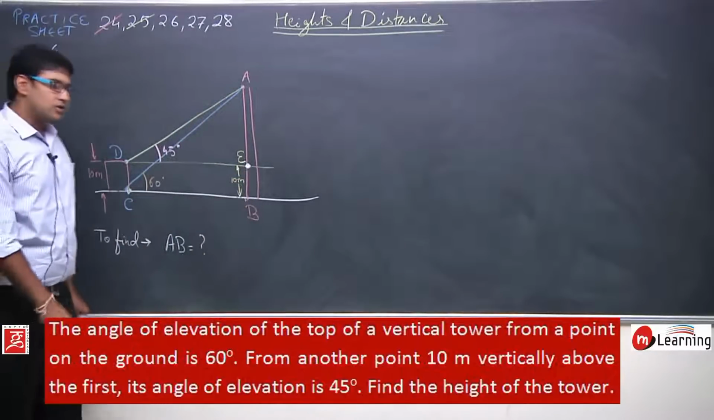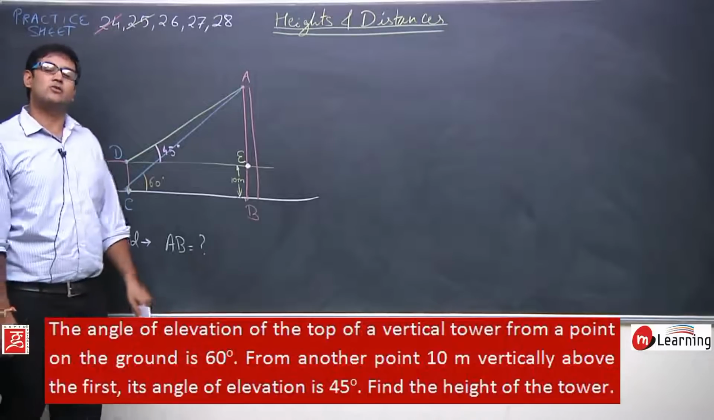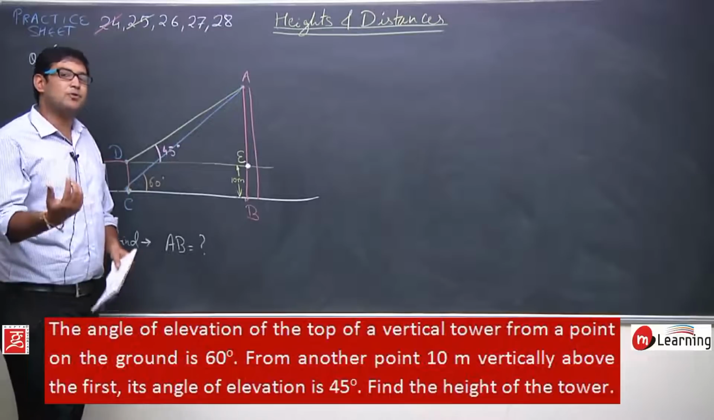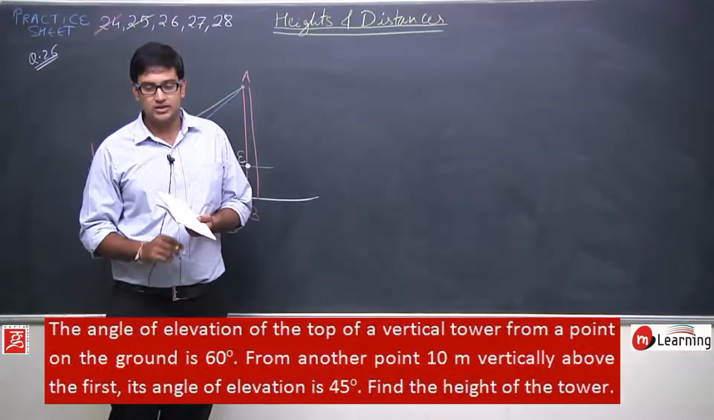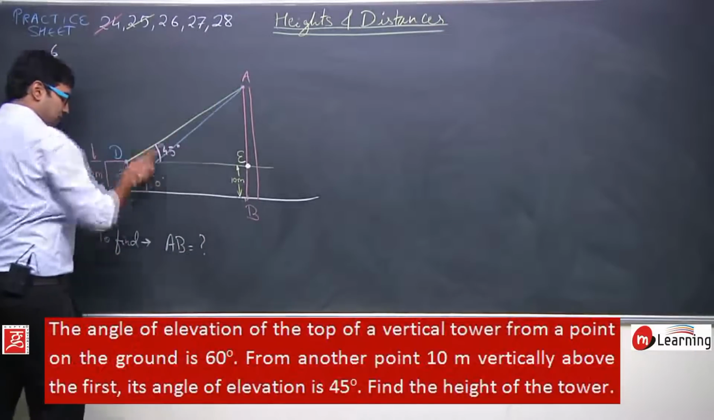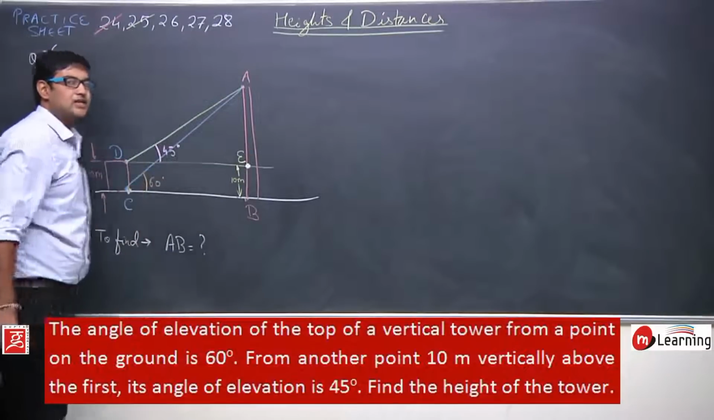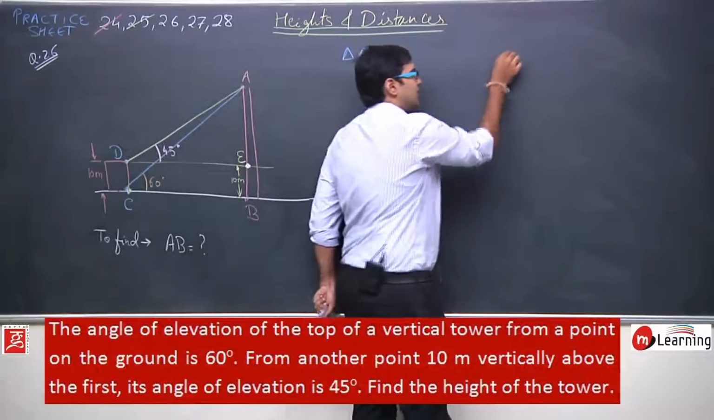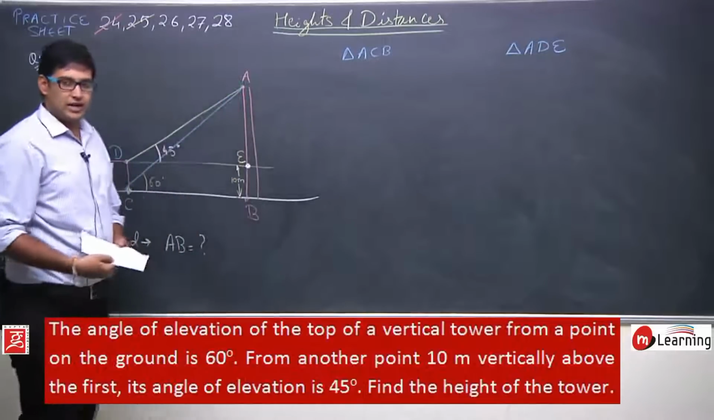Now my task is to determine the value of AB. How to determine the value of AB? We have drawn the diagram. We have also identified the unknown quantity. The next step that we need to do is to identify the right angled triangles in this question. If I talk about right angle triangles, I can see ACB is one right angle triangle and ADE is another right angle triangle. So we have these two right angled triangles.